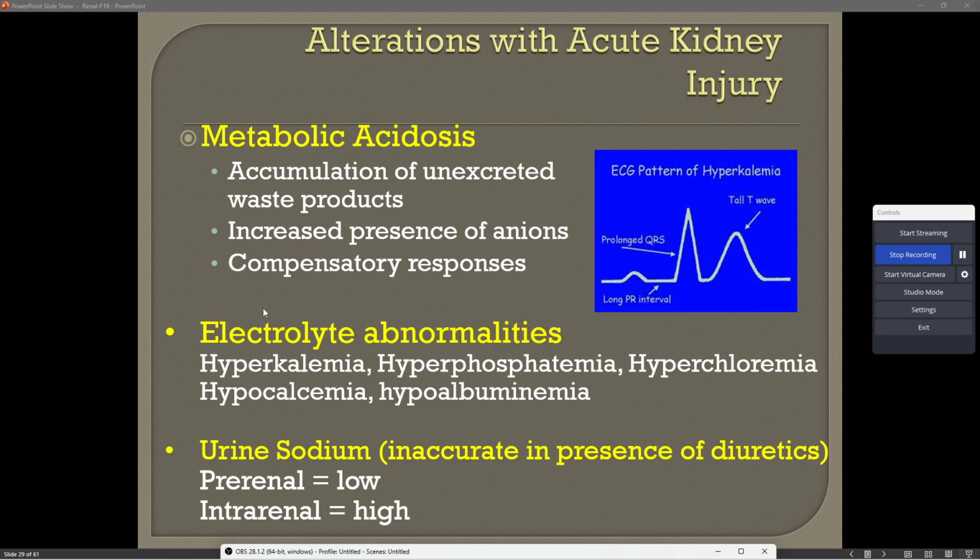Electrolyte abnormalities. If I'm holding on to my urine, not excreting it, not making it, I'm going to be hyperkalemic, hyperphosphatemic, hyperchloremic, hypocalcemic, because again, I'm not reabsorbing, I'm not getting more, and hypoalbuminemic. So, fun facts. I need more albumin. Urine sodium, inaccurate in presence of diuretics. Prerenal, low. Intrarenal, high. All right. So these are the changes that would take place if I had AKI, decreased urine output, and decreased filtration.